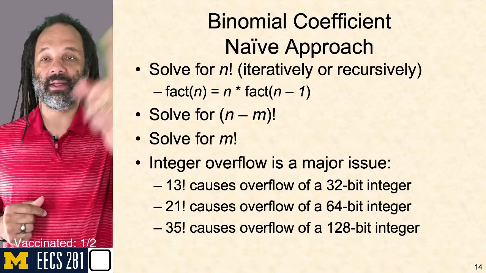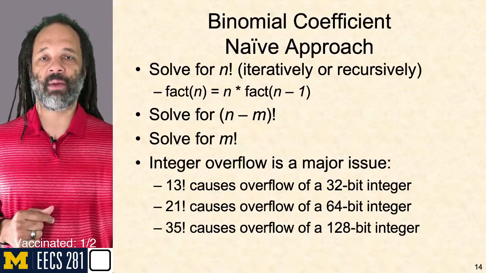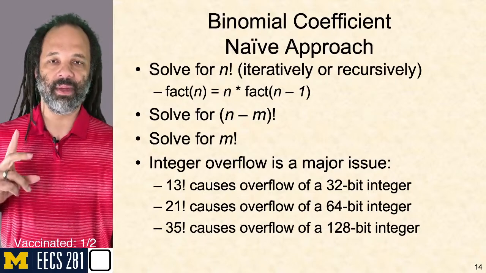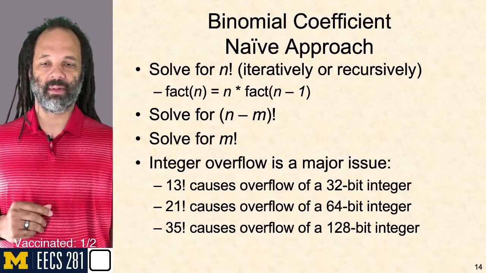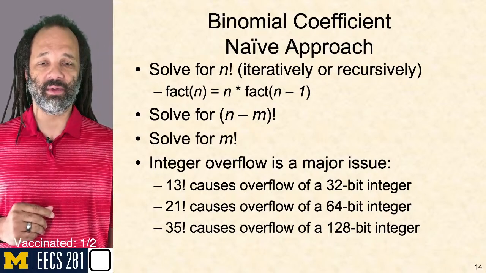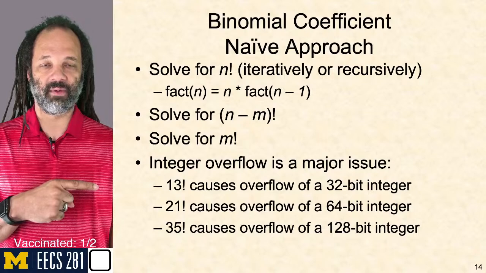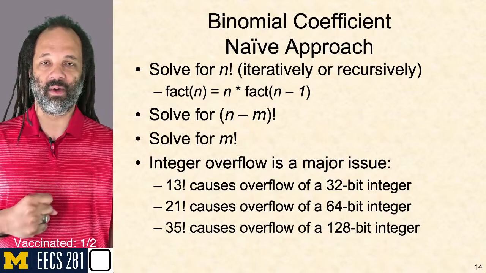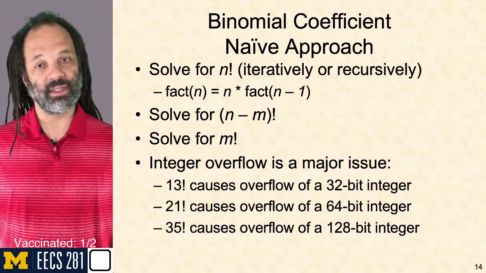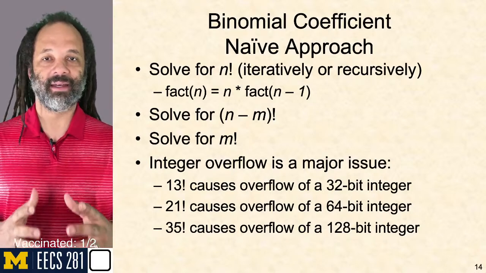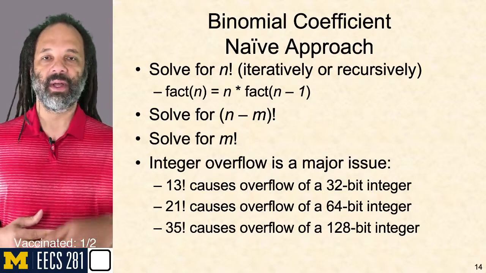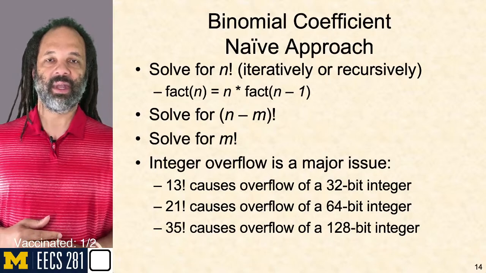This works great with math. It does not work great with computers because of integer overflow. Factorial numbers are huge. 13 factorial, for instance, causes overflow with a 32-bit integer. So if you just say int and then try to calculate 13 factorial, you will have overflow and you will not get the right answer.